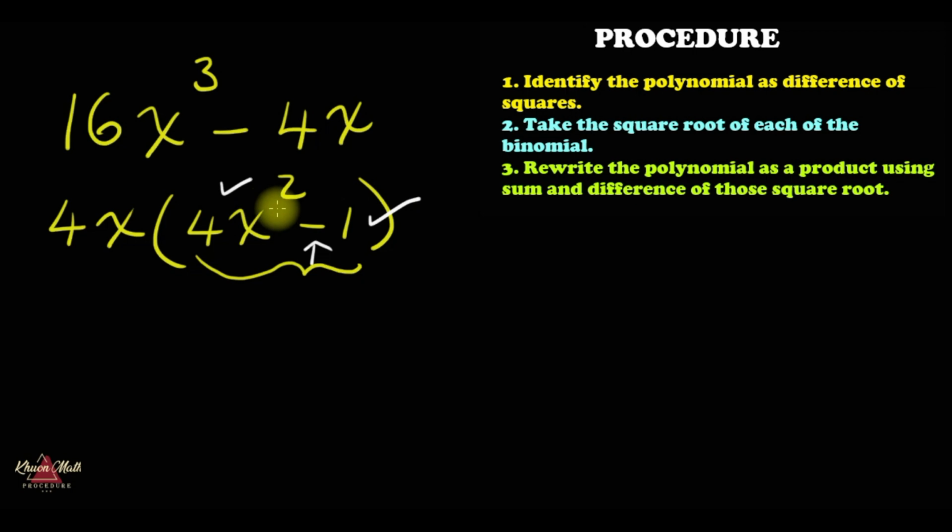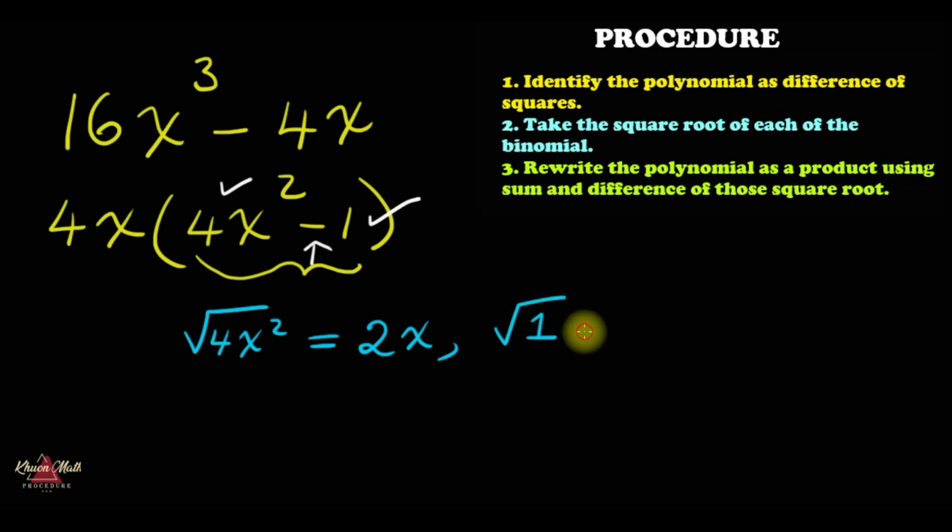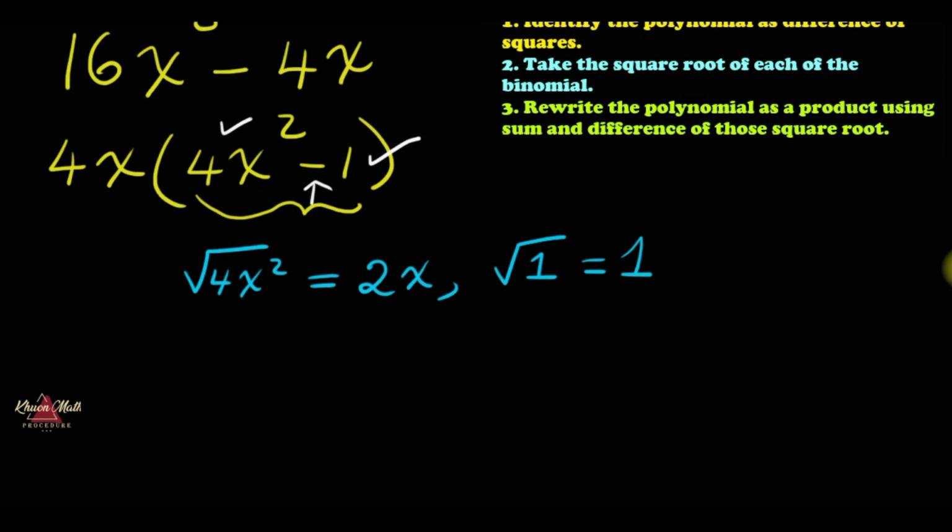Now let's move on to step 2. What do we do for step 2? We take the square root of 4x squared and we take the square root of 1. So let's go ahead and do that. What is the square root of 4x squared? Well, the square root of 4x squared is 2x. What is the square root of 1? The square root of 1 is 1. Okay, so that's step 2.